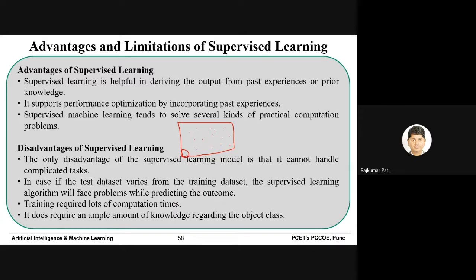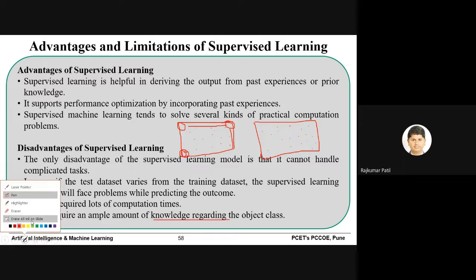Otherwise, what will happen? You will train the model for the dust which is concentrated only at the corners or at some of the places, right? And if the next unknown panel has uniformly distributed dust, then the model may not be in a position to predict whether there is dust or not. If it is there, what will be its concentration? So that issue may arise. So prior knowledge is also very essential.